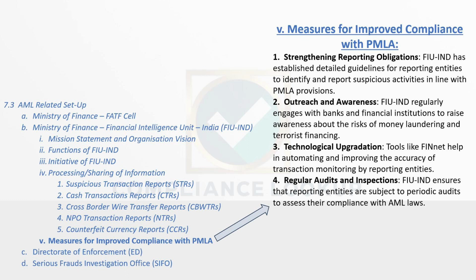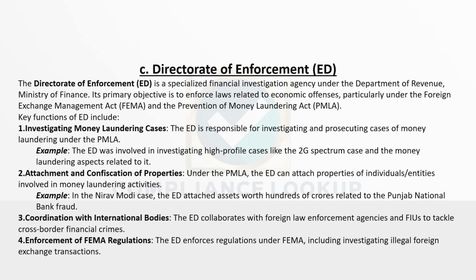C. Directorate of Enforcement (ED). The Directorate of Enforcement (ED) is an agency that investigates economic crimes and enforces laws related to money laundering and foreign exchange violations. Its key functions: 1. Investigating money laundering cases. The ED investigates cases where people are suspected of using illegal money and turning it into legitimate looking money. Example: in the 2G Spectrum scam, the ED investigated how money laundering was involved.